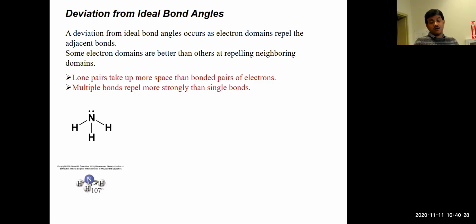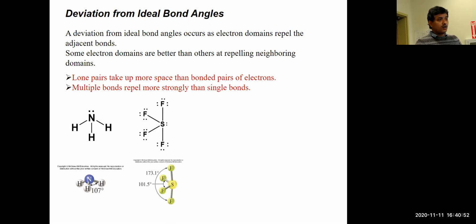Still, if you give me 109, I would take it because I don't want you to stress a whole lot. So if you look at this example here, you have a total of 5 electron domains around the sulfur, but 1 of them is a lone pair. So as a result, the bond angle is skewed from the ideal 120 to 101 and 180 to 173. So it changed.